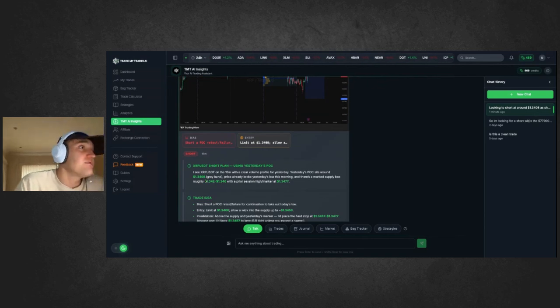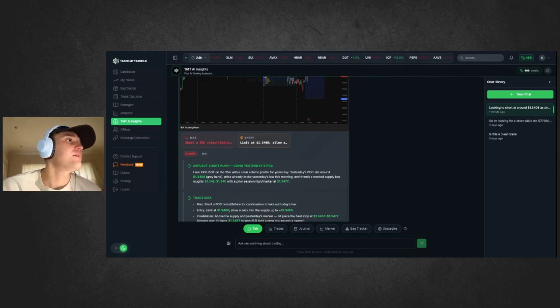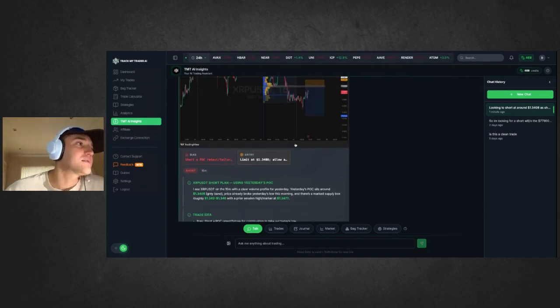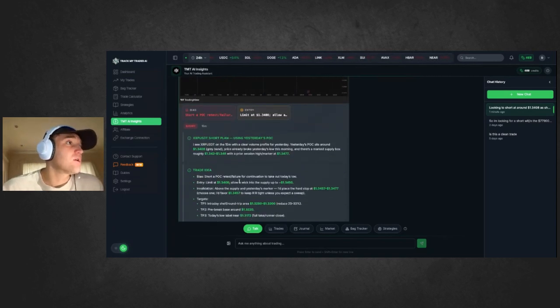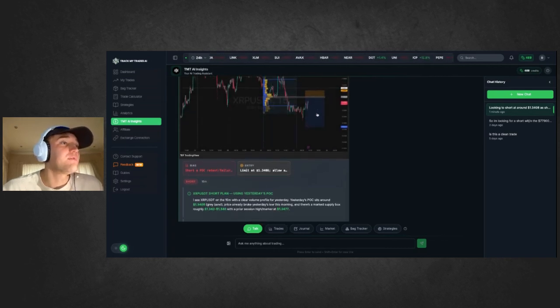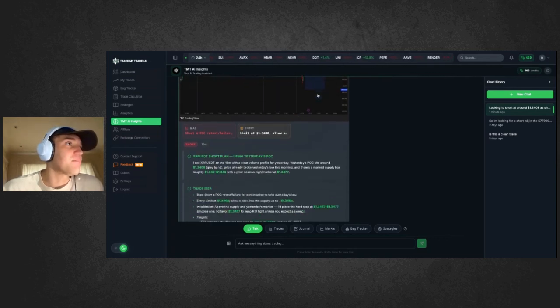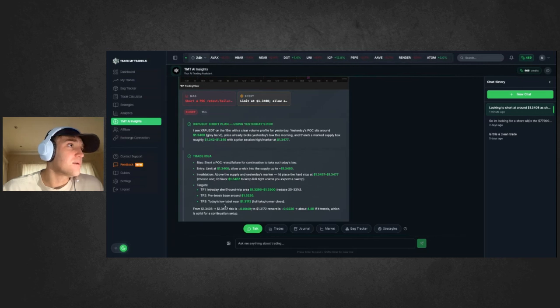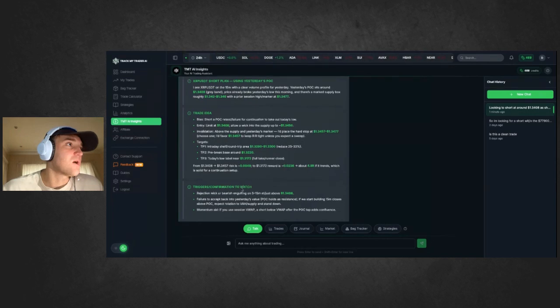It says the XRP on the 50 minutes with a clear volume profile from yesterday. Yesterday's point of control sits around 1.3408. Price already broke yesterday's low this morning, and there's a marked supply box. So it's telling you what I basically put on the chart, right? Bias short of the point of control, that's this trade idea. Limit, allow the wick to go into the supply up to 1.3450. So it's showing you exactly my risk management here, with targets at the intraday low, the pre-break base, and then today's low. So it's giving you potential targets.